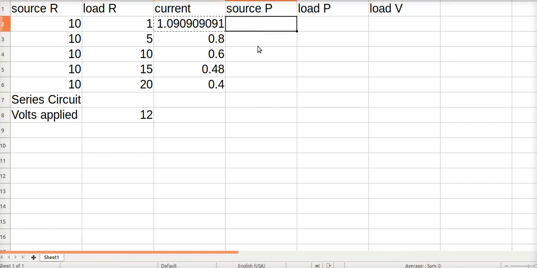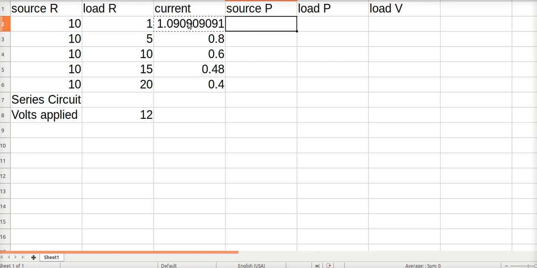The source power is the power dropped across the source resistor. So from a power formula, I'm going to take this current, square it, multiply it times this resistance, and that's going to give me my source power.